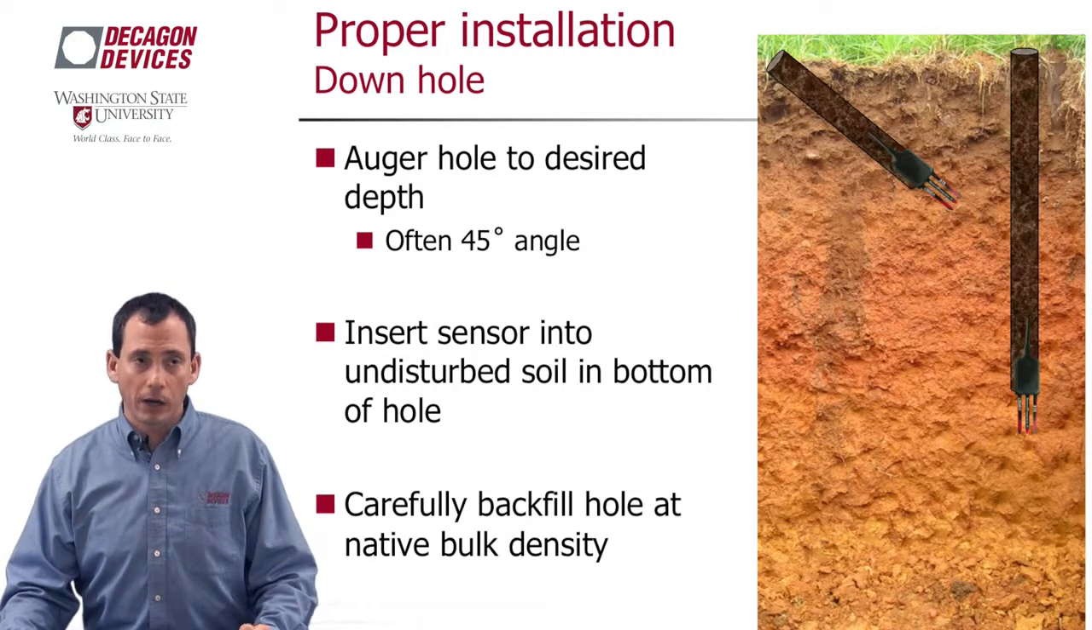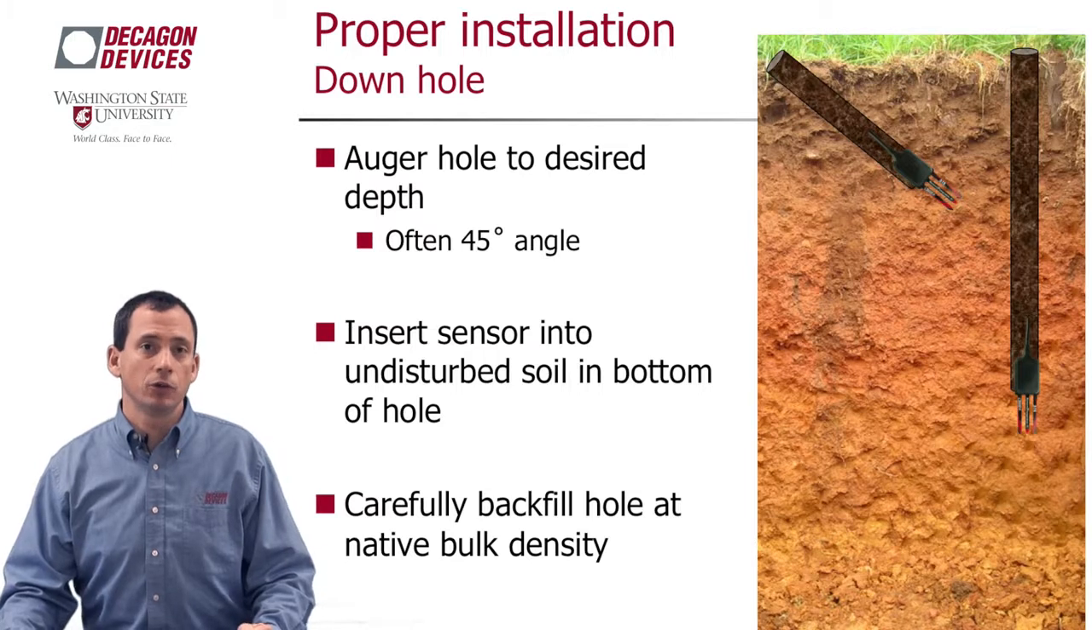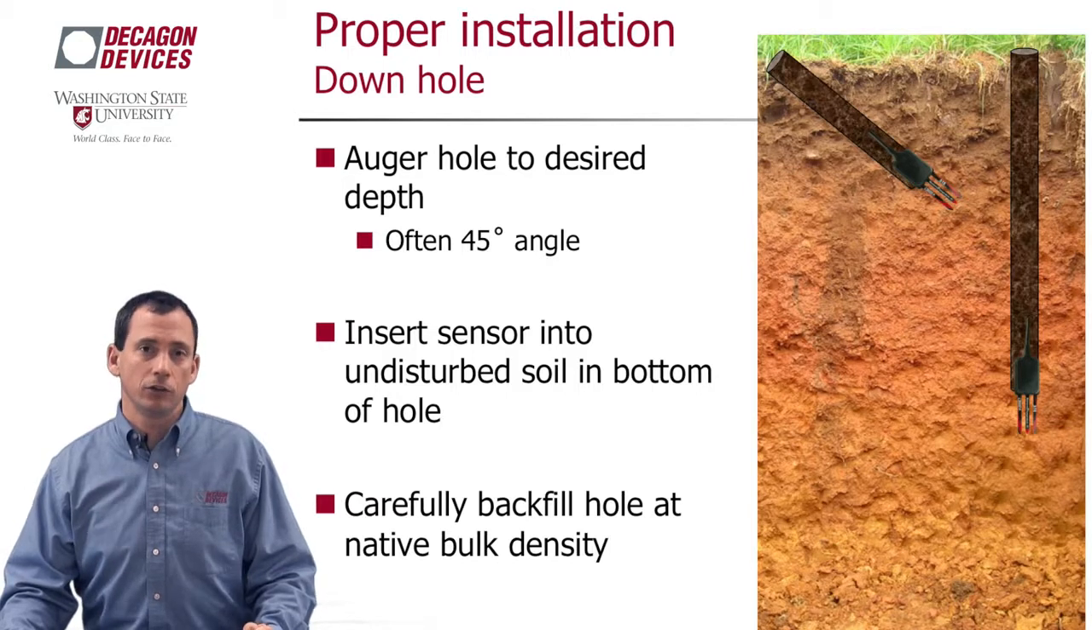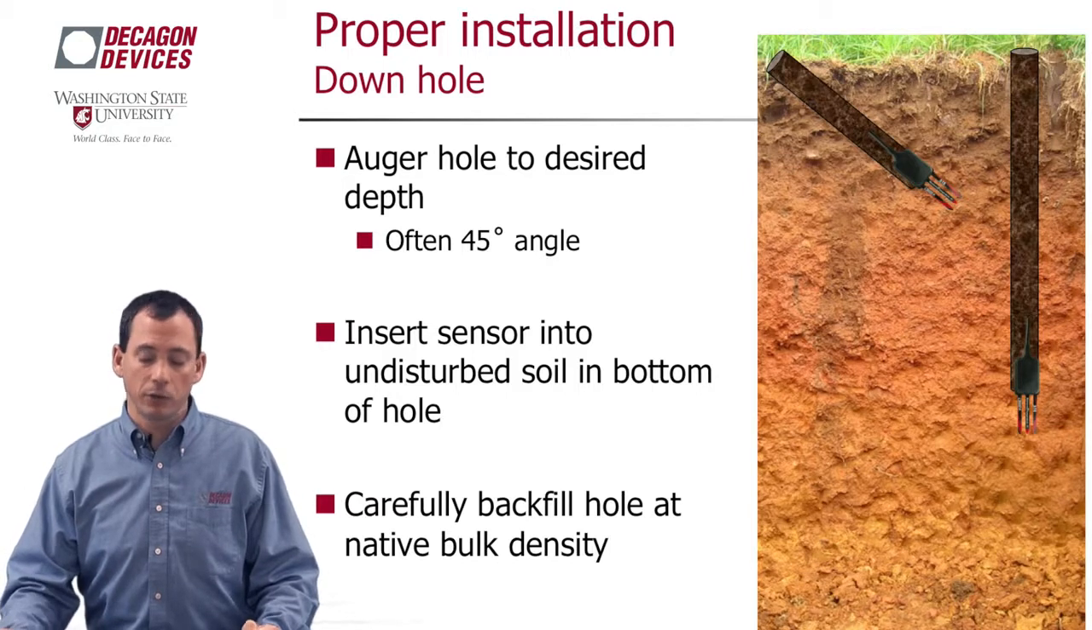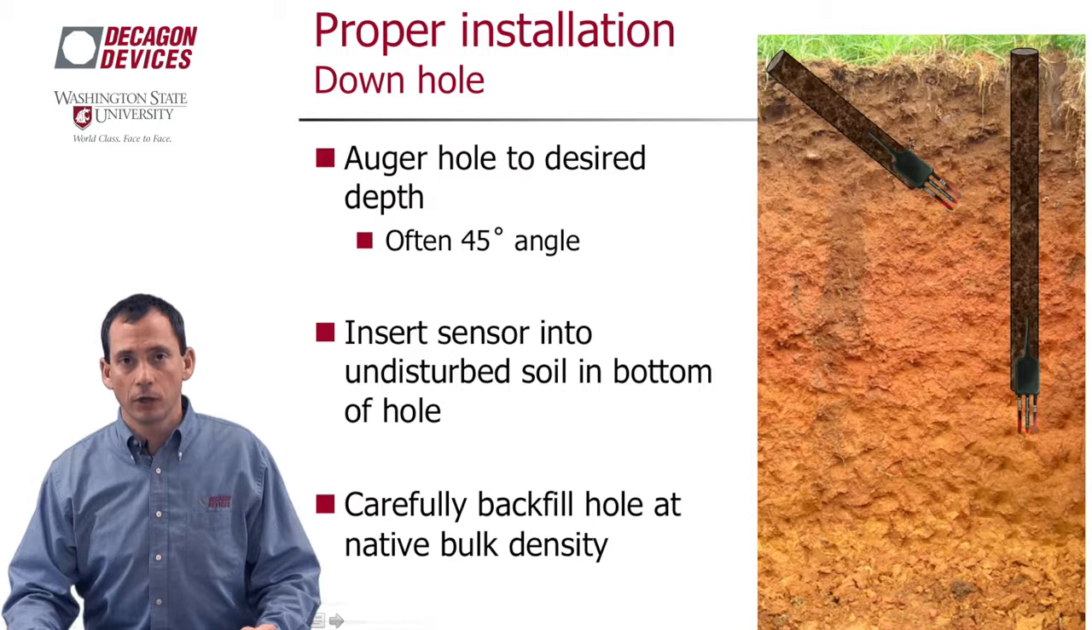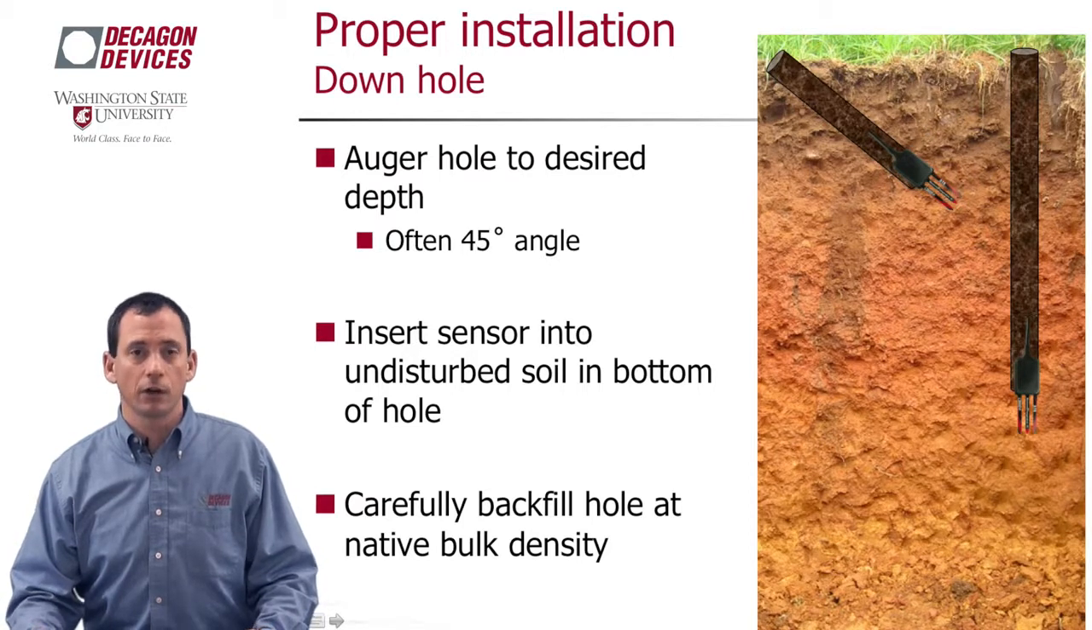So what I recommend, if you need to do a bunch of sensor installations and you don't want to dig big pits, is to use an auger hole at about a 45-degree angle. And you can see that this is kind of the best of both worlds. If you've got the 45-degree angle, you still have minimal soil disturbance, but now you have undisturbed soil above the sensor, and so your flow characteristics above the sensor are undisturbed.